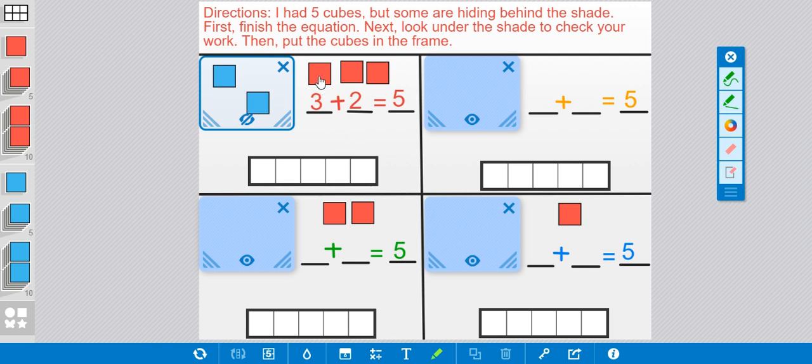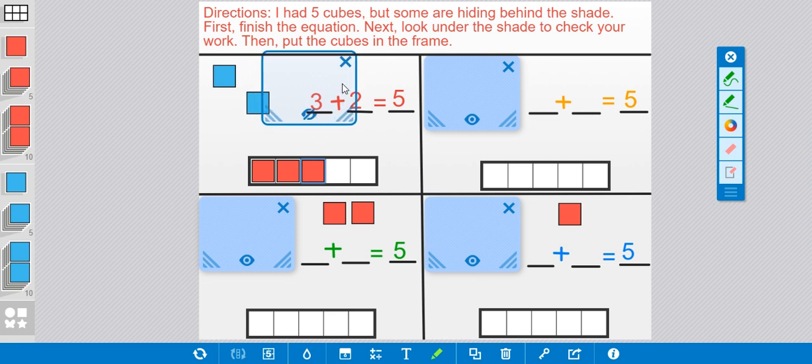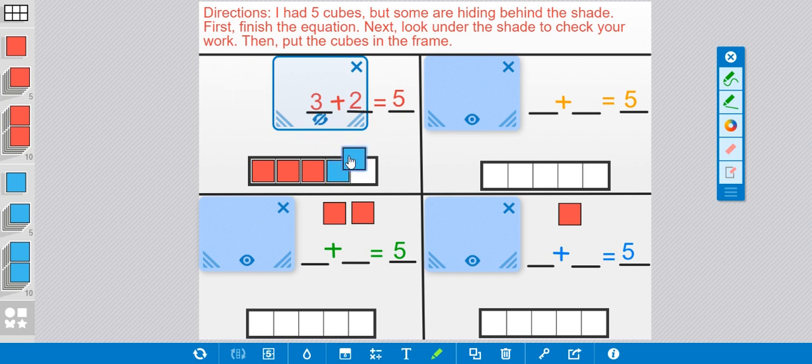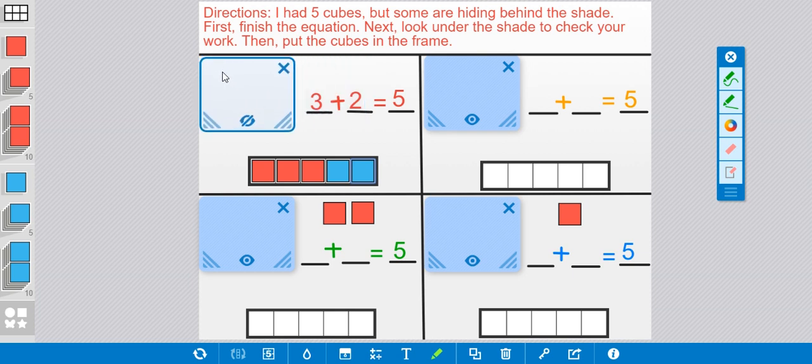We'll start out with the red cubes. 1, 2, 3. So I have 3 red cubes. That shows the number 3. And then I have 2 blue cubes. I have to move my shade over because you can't click on the cubes when they're under the shade. We can just peek through the shade. So then I can move my shade back over.